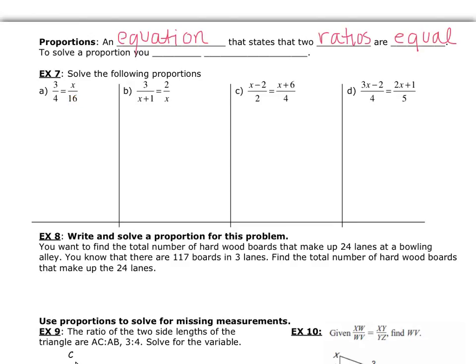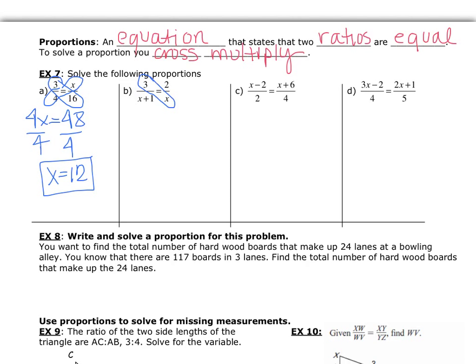Now, to solve a proportion, we're going to cross multiply. You should have gotten lots of practice with this last year. Let's go ahead and work these. If you want to pause it, you can, or ride along with me. I always like to multiply my x first. If there's only one, it doesn't matter though. So 4 times x is 4x. Multiply the other way. 3 times 16 is 48. Solve for x.